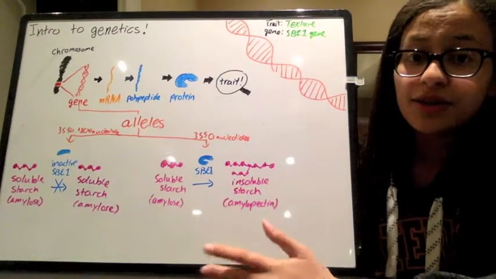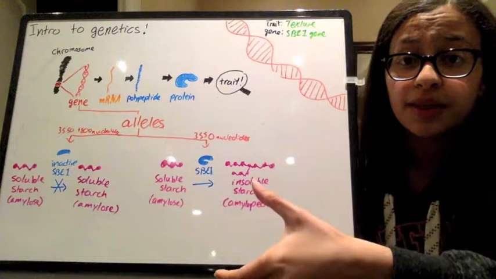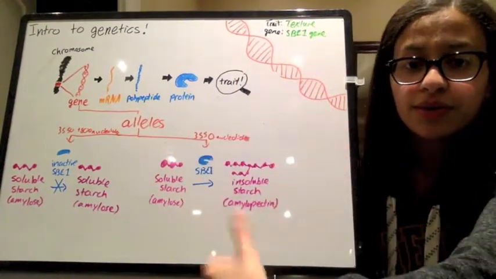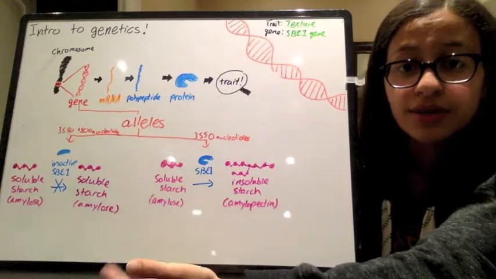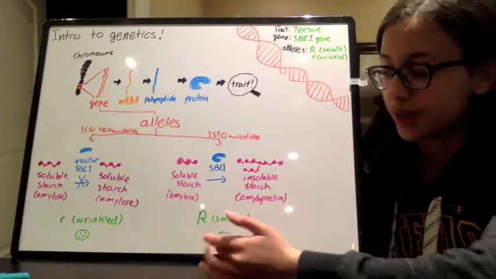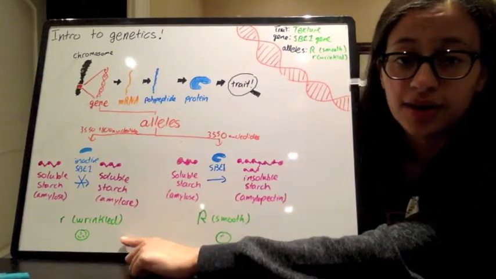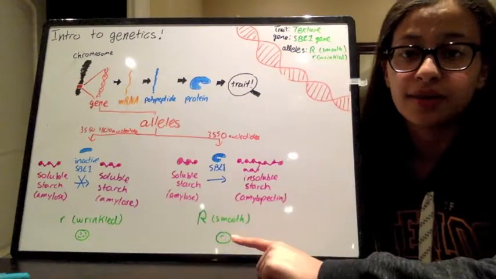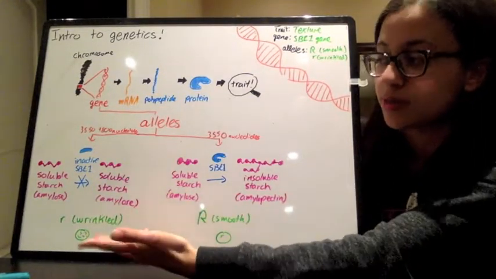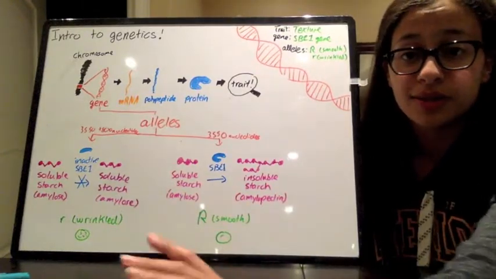So an allele is just a different version of the same gene that codes for the same thing, except it gives you variations in whatever it's coding for, and then that results in a different trait. We can represent this smooth texture with a capital R and the wrinkled texture with a lowercase r. That's because the uppercase represents that this trait is dominant and the lowercase represents that this one is recessive. I'll get into what exactly that means in just a moment.